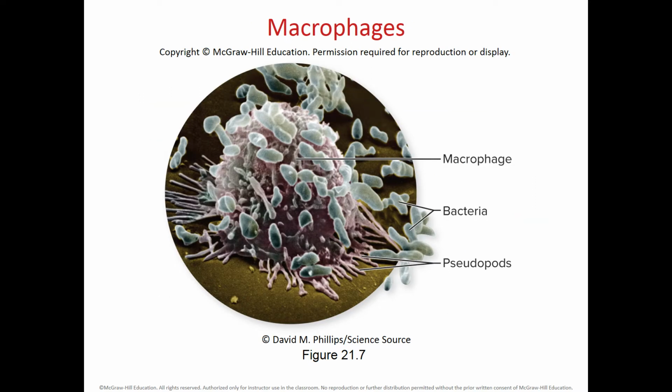And this is a macrophage that is attacking bacteria. So in order to engulf these bacteria, these macrophages extend the cytoplasm and the plasma membrane, forming what we call false feet, or pseudopods. Pseudo means false, pods means feet. So all of these in green are bacteria, and this one in purple, this large cell, is the macrophage.